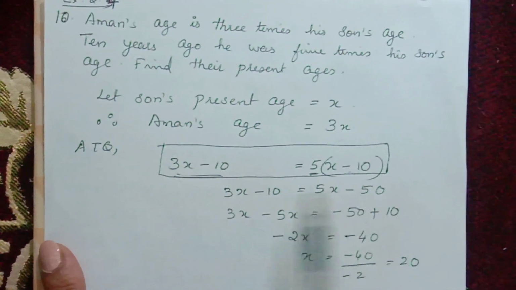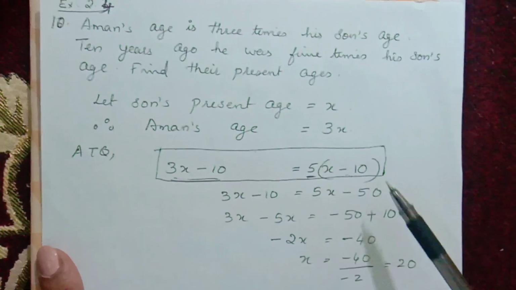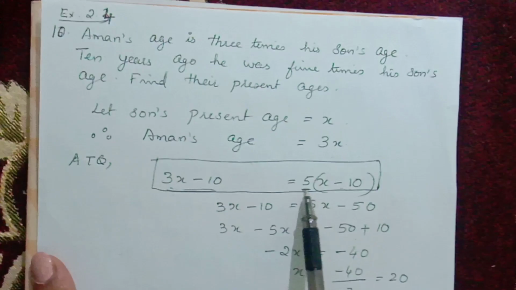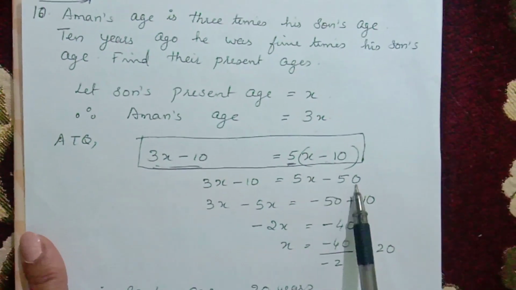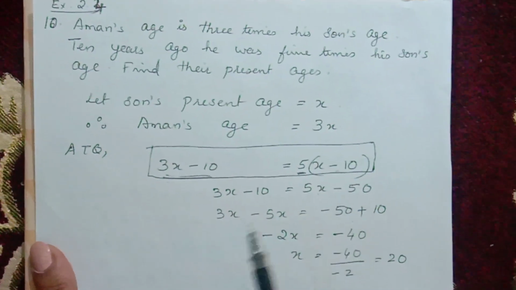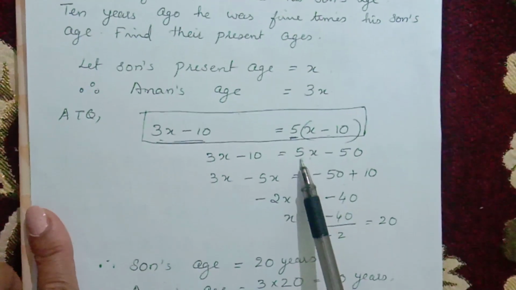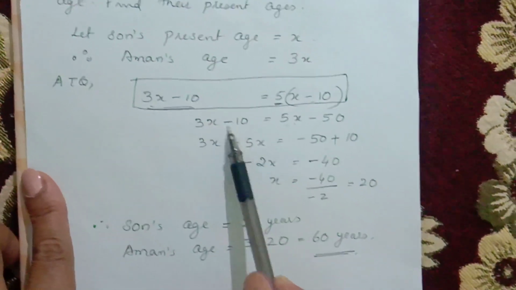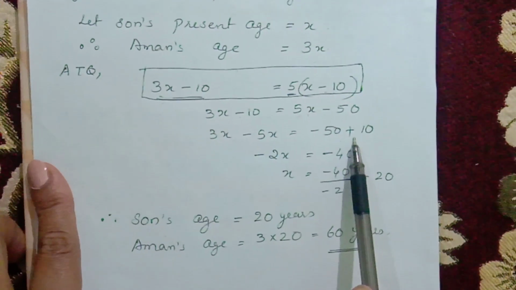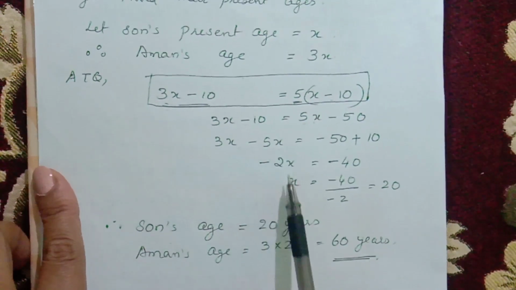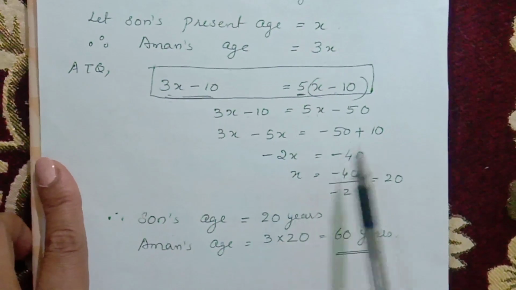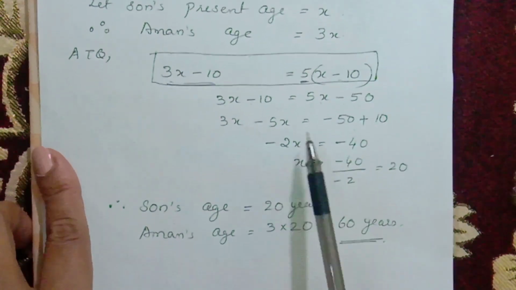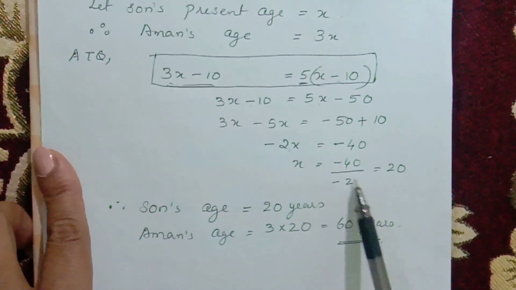First, if there is any bracket, open the bracket, then collect all the variables on one side and solve it. That's all. So here we are opening the bracket. We got this, and now these x terms we are collecting on one side. You can see plus 5 will become what? Minus 5, and minus 10 will become what? Plus 10. And 3x minus 5x is what? Minus 2x. Minus 50 plus 10 is what? Minus 40.